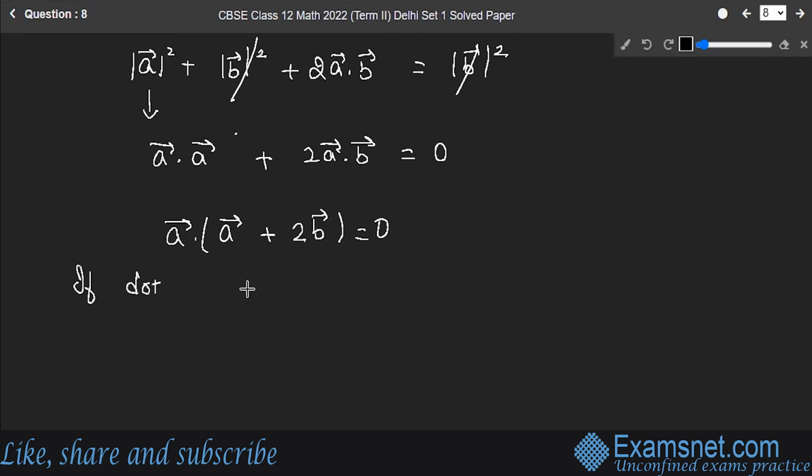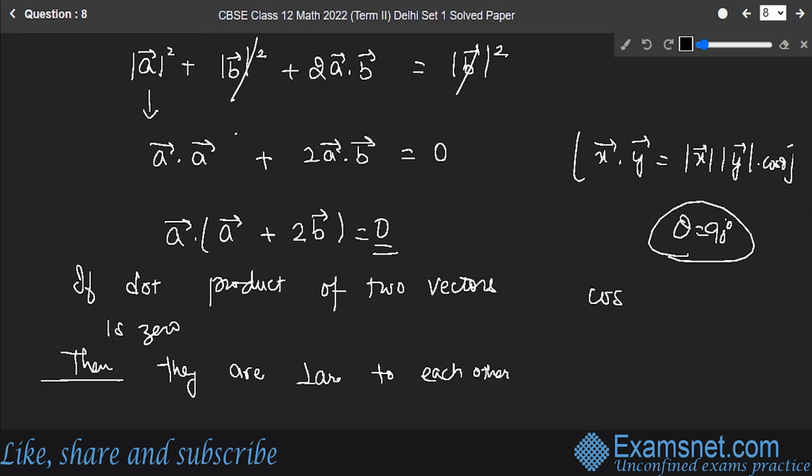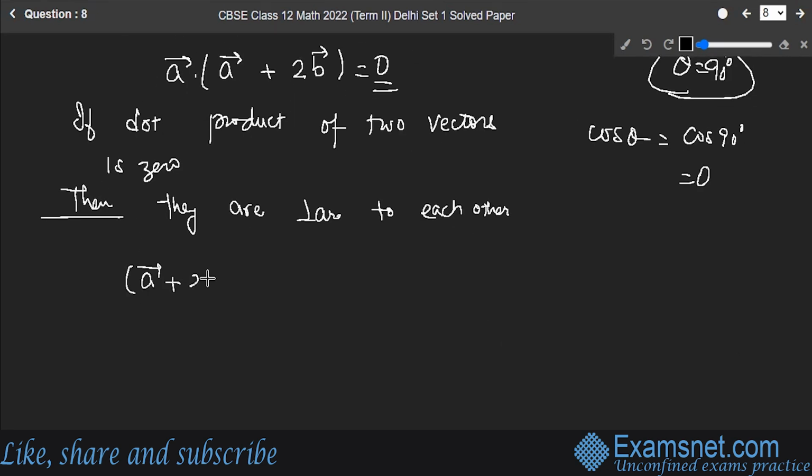So, if the dot product of two vectors is 0, then they are perpendicular to each other, right? Because when I'm talking about the dot product, suppose you have these two vectors, x and y, that is equal to the magnitude of x vector into the magnitude of y vector into the cos of the angle between them. So if that becomes 0, that means they are at an angle of 90 degrees. Then only cos theta will be 0. So simply this means that A plus 2B vector is perpendicular to A vector. Hence proved. Hope you understood that.